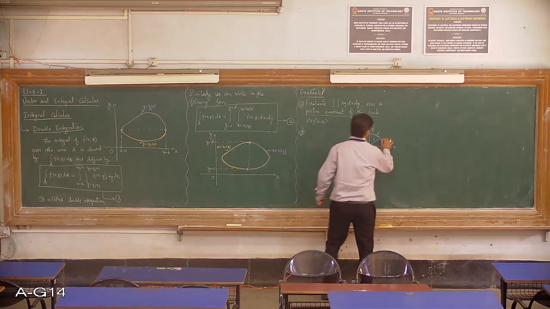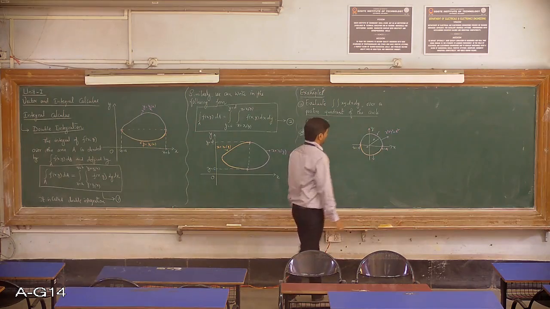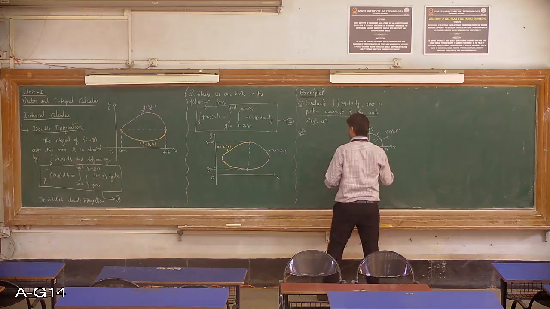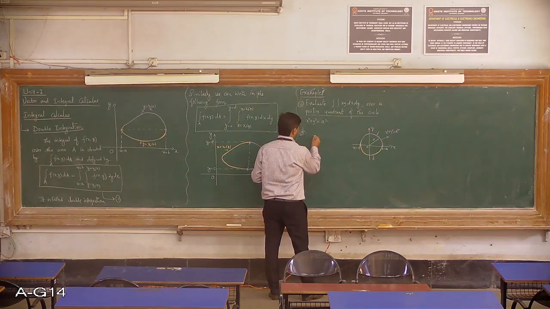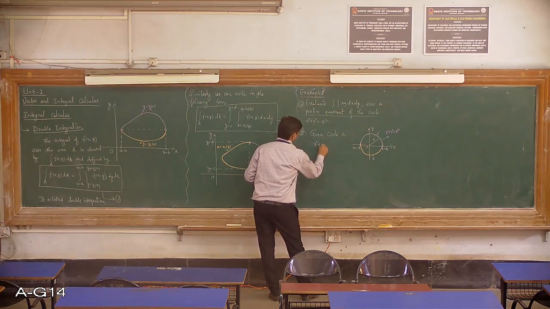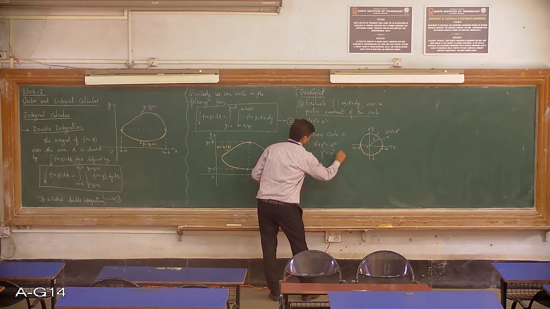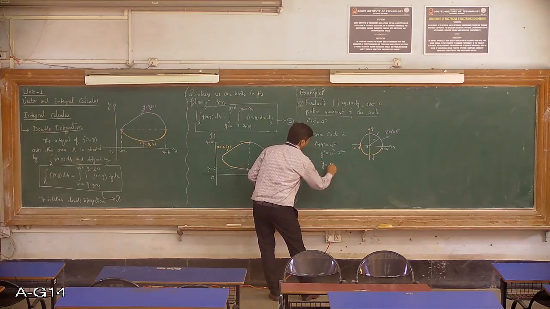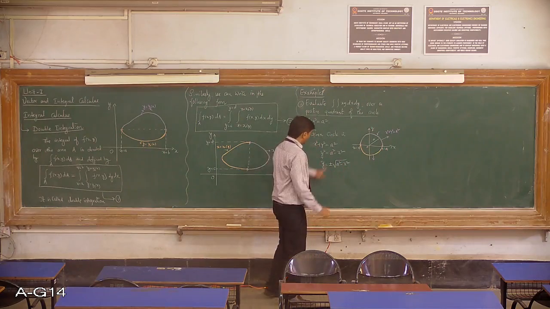The given circle is x square plus y square is equal to a square. If you rewrite that, keep y square here and send x square to this side. Then y is plus or minus square root of a square minus x square.